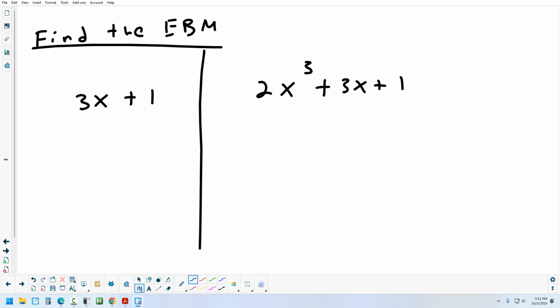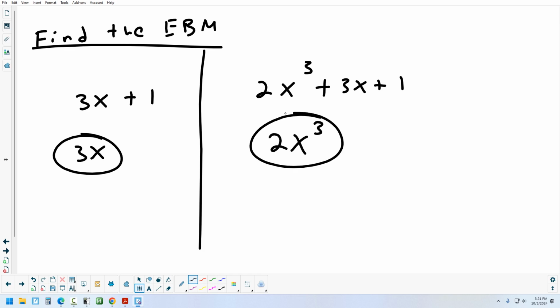Okay, so the EBM is what basically controls the entire polynomial. What would be the EBM of 3x plus 1? 3x. Yep, that's going to be the term that controls everything. And what would be the EBM of 2x cubed plus 3x plus 1? 2x cubed. Yep, 2x cubed. Okay, it's the leading term with the highest exponent.